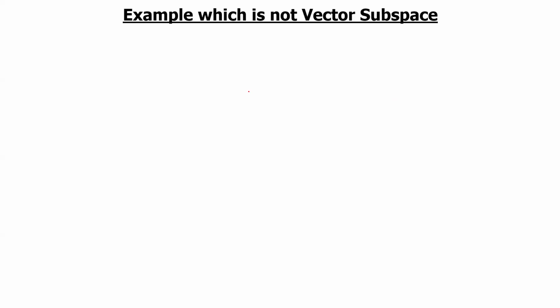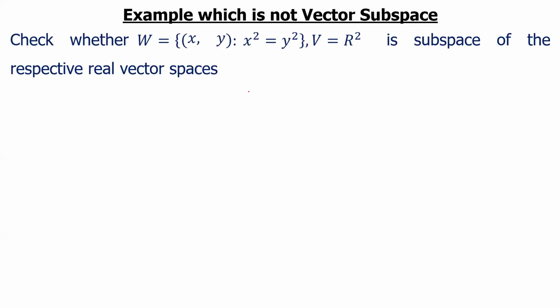In this lecture, we will discuss some examples of a subset of a vector space which is not a vector subspace. Let us take example number 1. Check whether W = {(x, y) such that x² = y²}, where V = R², is a subspace of the respective real vector space V with the standard operations or not.